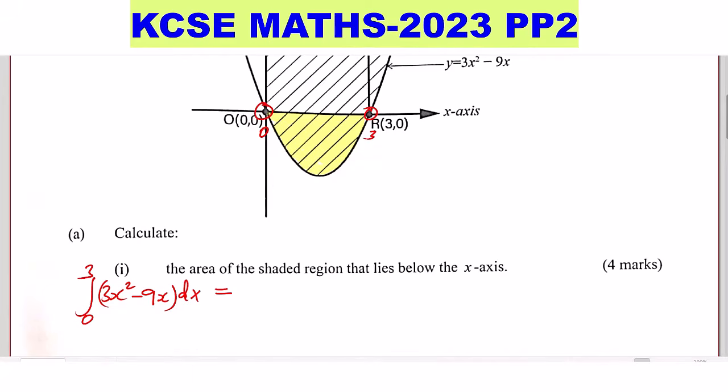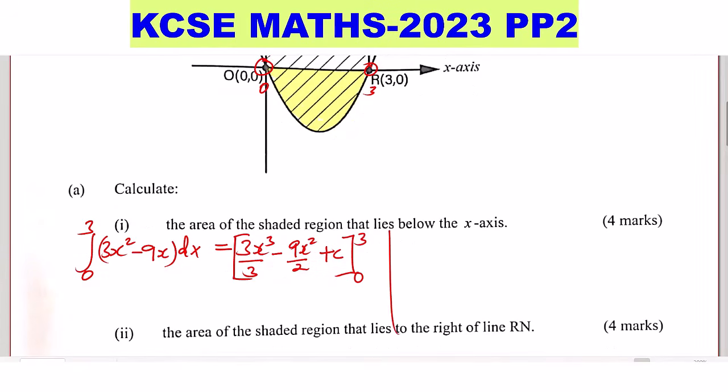So 3x squared, when you integrate this, you get 3x cubed divided by 3 minus, when you integrate 9x, you get 9x squared divided by 2. Then you have to add the constant of integration, with limits 0 to 3. So from here, you can simplify 3x cubed divided by 3. That will give x cubed. Then this will give 9 divided by 2. You can write that as 4.5. Still x squared plus c. Then the limits 0 to 3.